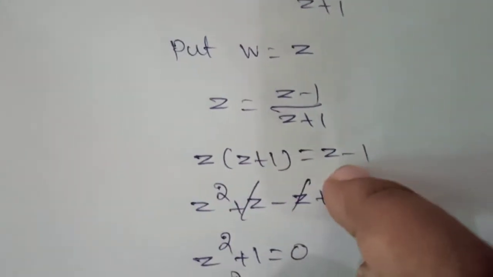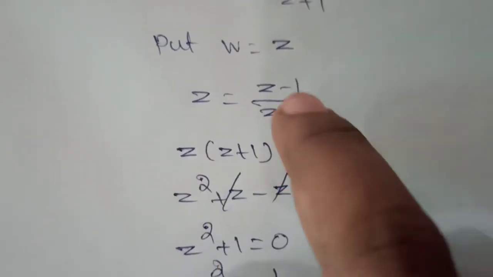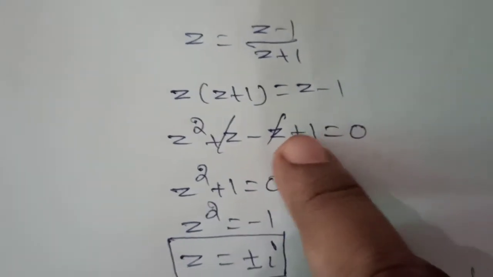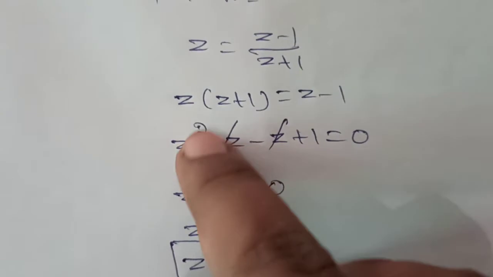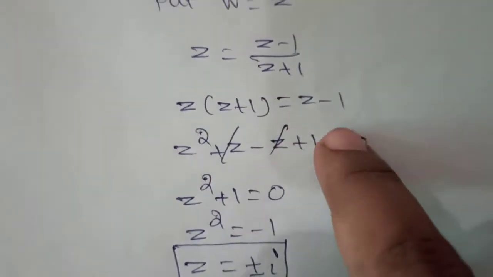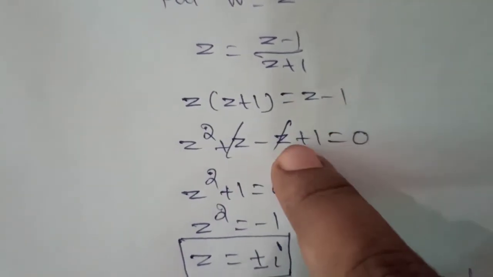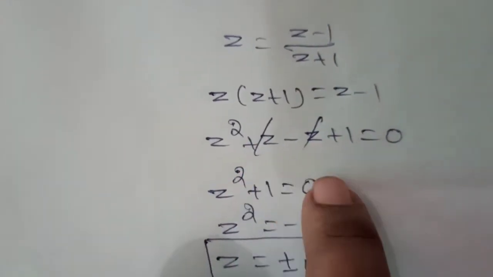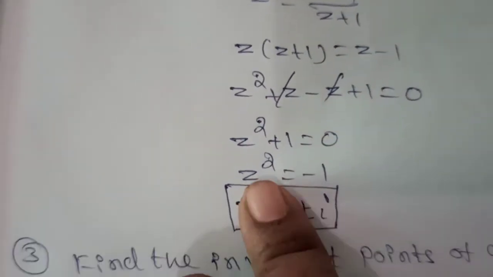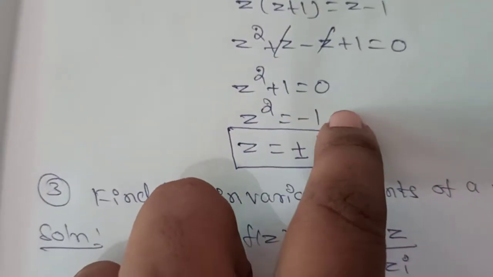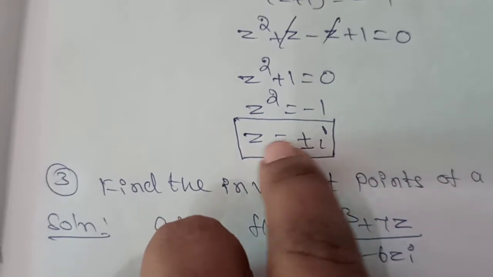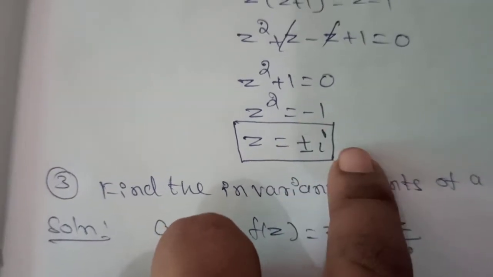Using cross multiplication, z into (z + 1) equal to z minus 1. Bringing all the values to the left side, that is z square plus z minus z plus 1 equal to 0. Here plus z and minus z cancel. Finally, we get z square plus 1 equal to 0. Therefore z square equal to minus 1, that is z equal to plus or minus i.